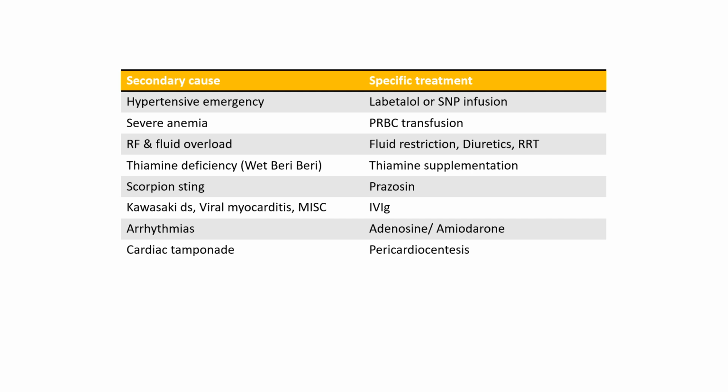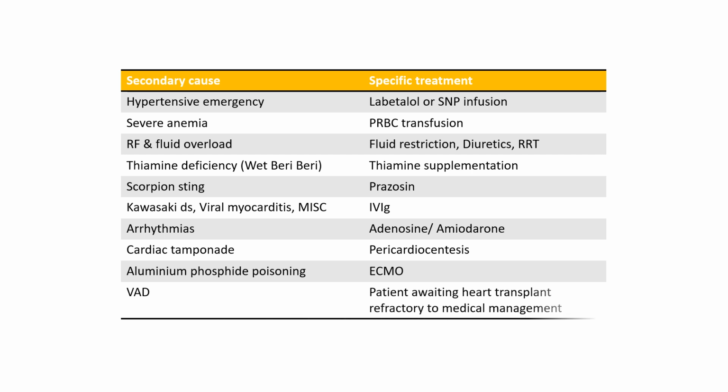Cardiac tamponade, you perform pericardiocentesis. In aluminum phosphide poisoning, you consider ECMO. And in patients who are awaiting heart transplant and who are refractory to all medical management, you must consider giving a ventricular assist device.